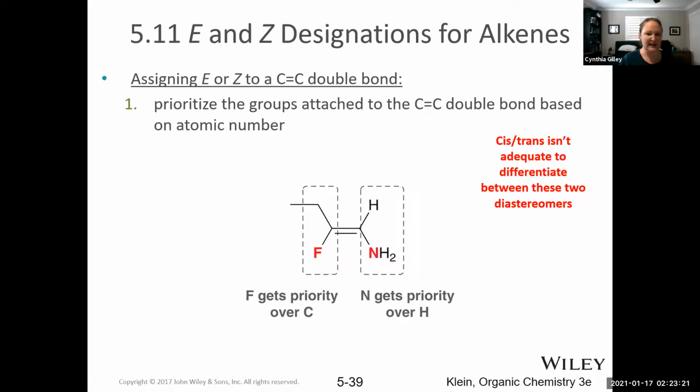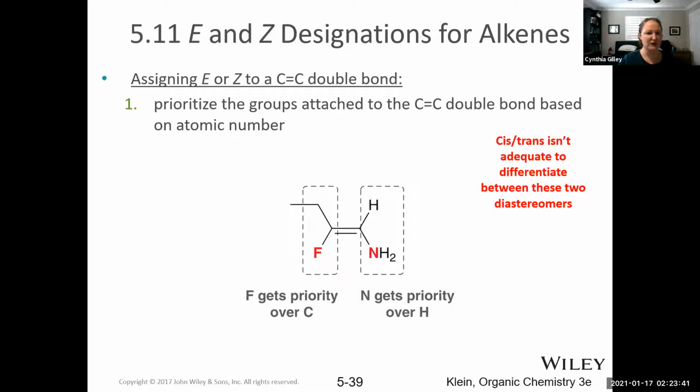Let's talk about E and Z designations for alkenes. Sometimes you can classify alkenes as being cis or trans, and sometimes it's not possible to classify them as cis or trans, and we need to use a different designation system. In that case, we would use an E or Z.